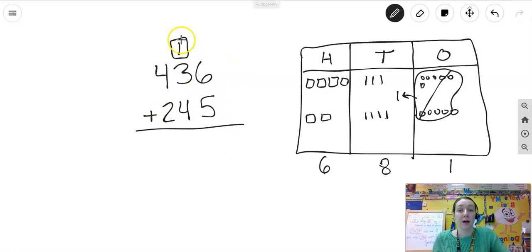So I have 6 plus 5 is 11. So that's my group of 1. And I have 1 left over in 11. So it goes down here. So just like over here, I had 1 left over. That stays there. I carried 1 and added a stick. That's what you're doing here.